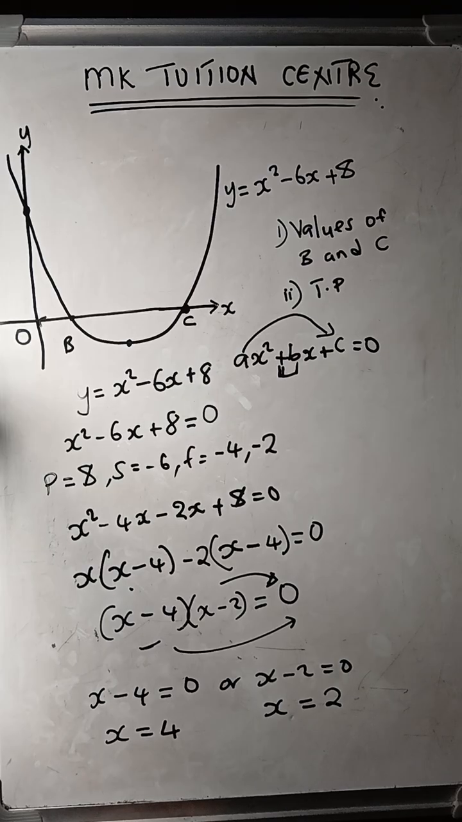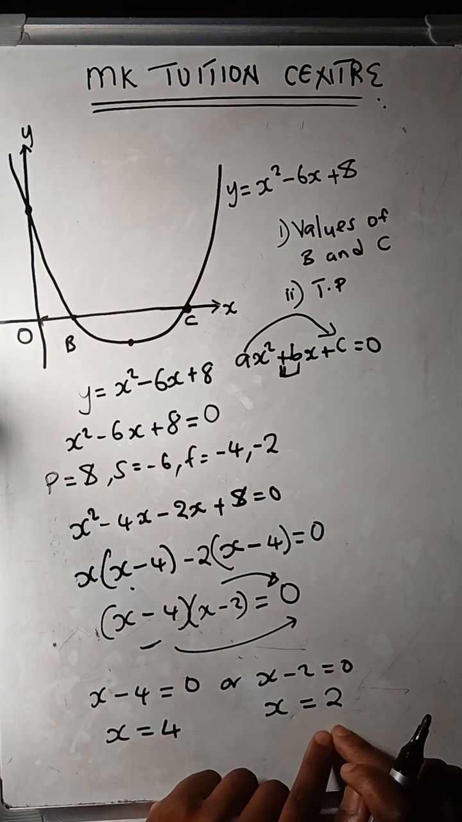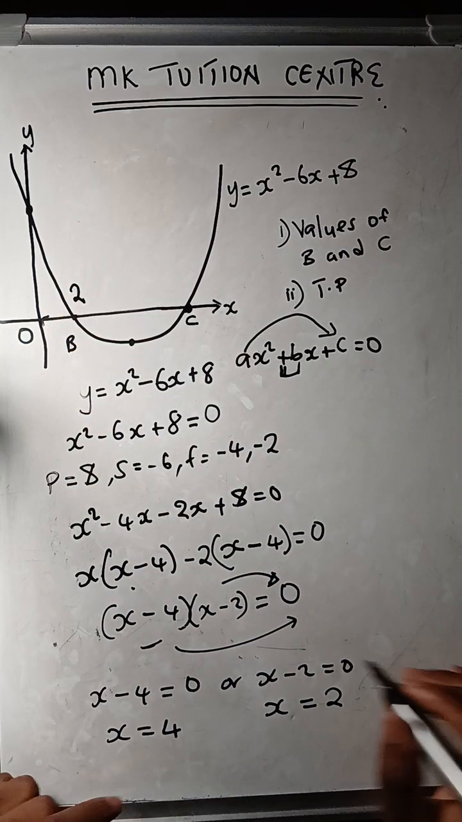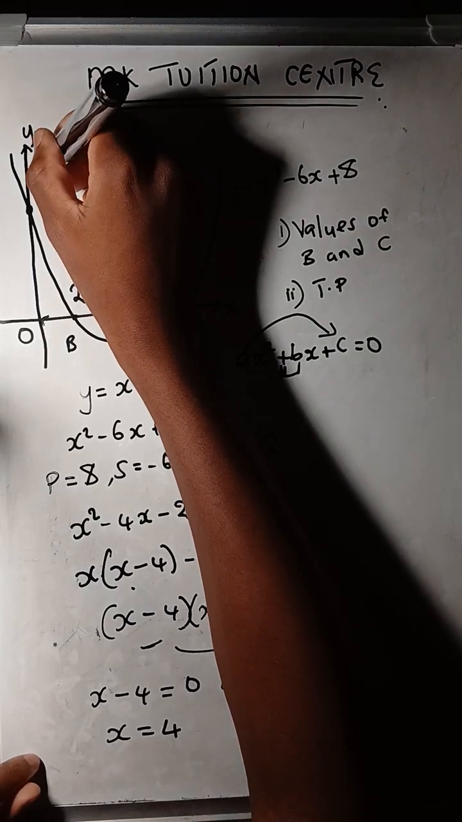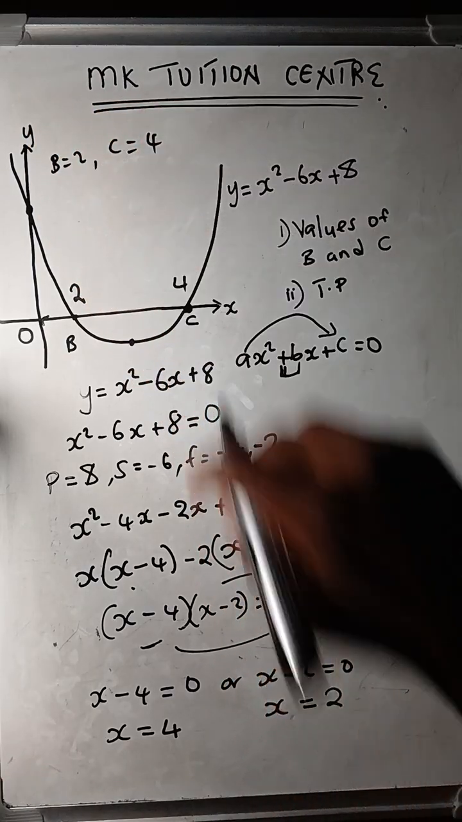All right. So here, b comes first. So b will be equal to 2. And c will be equal to 4. All right. So those are our answers. b will be equal to 2, and then c will be equal to 4.